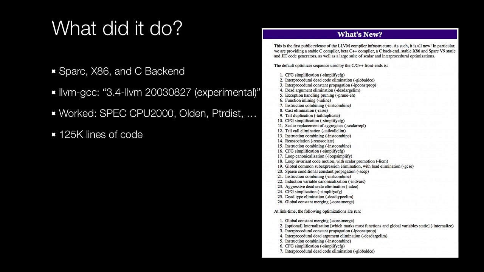It had a C backend. It had LLVM GCC bumped up to 3.4, which was fairly recent at the time. And a lot of stuff worked. A lot of the benchmarks were there. The code base had grown. The release notes are kind of funny because they were written assuming there would be more releases. So it had a what's new section, even though it was the first release and everything was new, which is pretty hilarious.